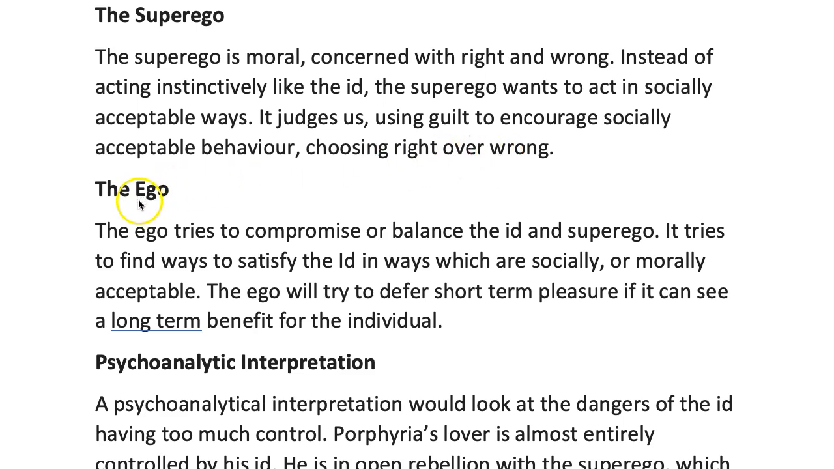The ego tries to compromise or balance the id and the superego. It tries to find ways to satisfy the id in ways which are socially or morally acceptable. So in this context, it tries to find a way for the lovers to be together, despite the superego of society saying that their being together is not moral. The ego will try to defer short-term pleasure if it can see a long-term benefit for the individual.